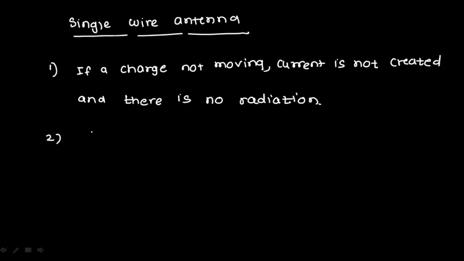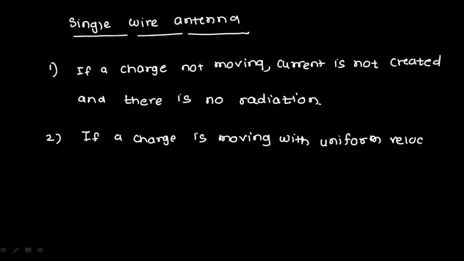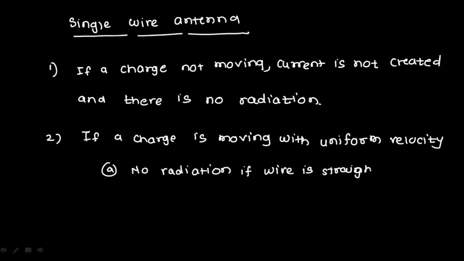Now the second condition: what will happen if the charge is moving? If a charge is moving with uniform velocity, will my single wire antenna radiate? No, not in each and every case. There will be no radiation if your wire is straight and infinite.